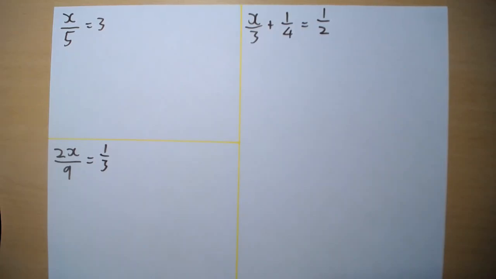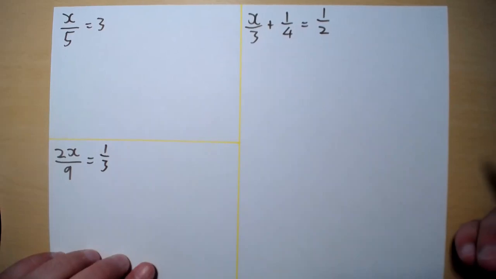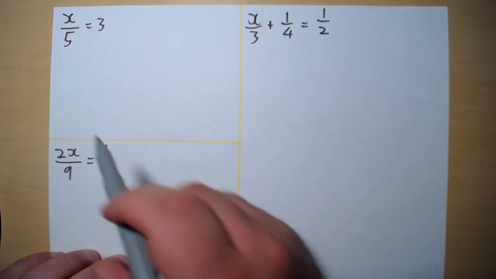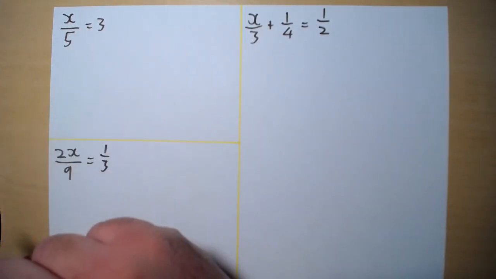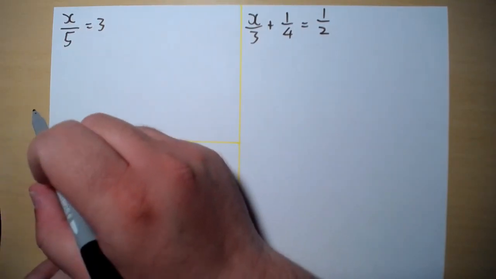In this video, I am going to explain algebraic fractions. So basically, we have algebraic expressions which include fractions. Let's start with the first one, which is very easy. We have x over 5 is equal to 3.